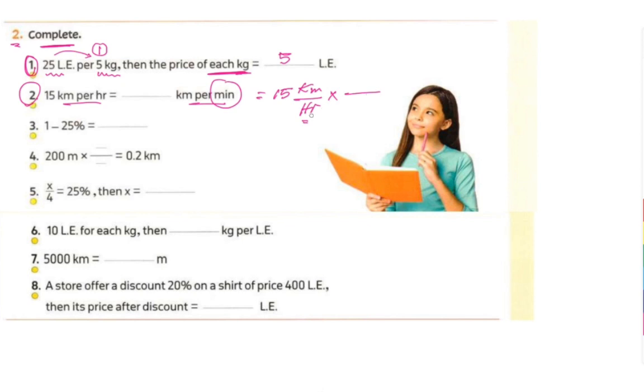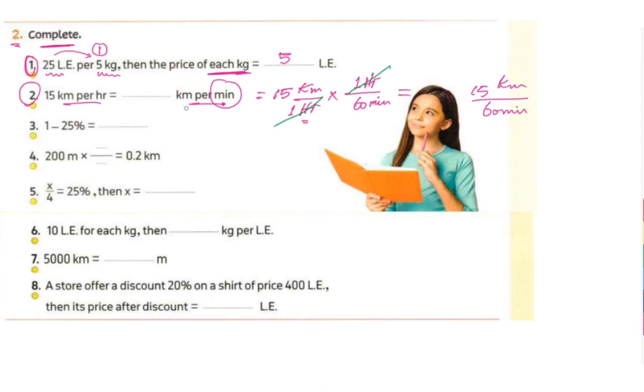What's the conversion factor I can use? I need hour, so I will put here 1 hour. 1 hour equals how many minutes? 60 minutes. Why do I put 1 hour up and 60 minutes down? So I can simplify 1 hour with 1 hour. Now the result will be 15 kilometers per 60 minutes.